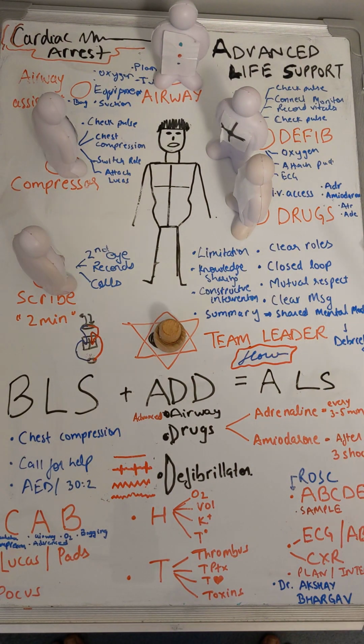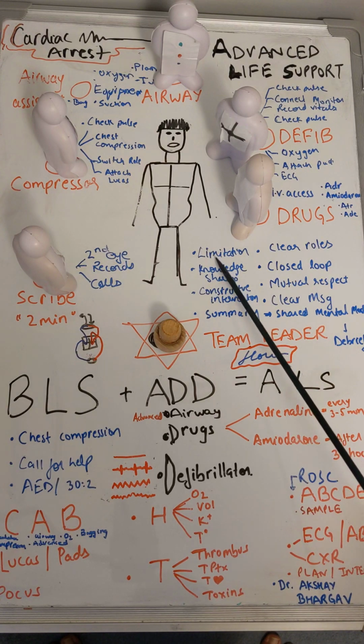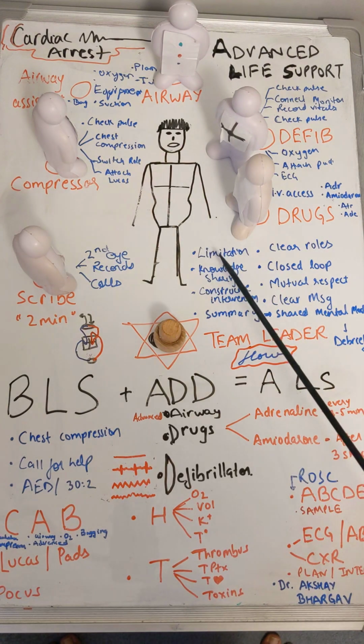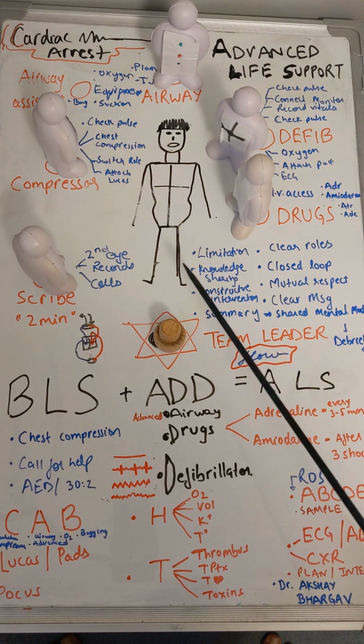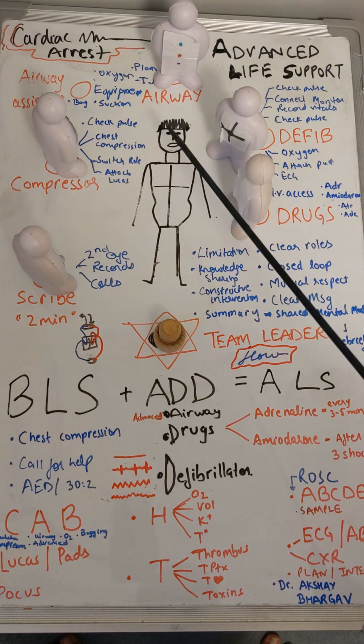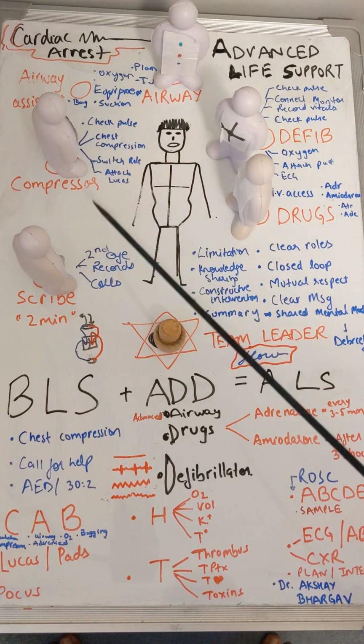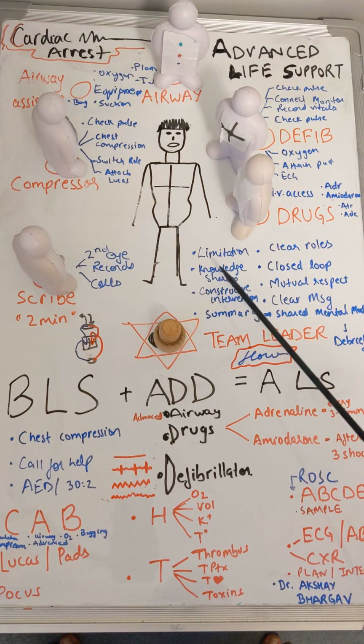There should be mutual respect, which should be underlying, and clear messaging should be there. Mutual respect adds to the civility and cooperation in the team. You should be mindful of your own limitations and the limitations of any person. So if the person at the airway says that I cannot intubate, you need to respect that and acknowledge that. You should also be mindful of your own limitations.